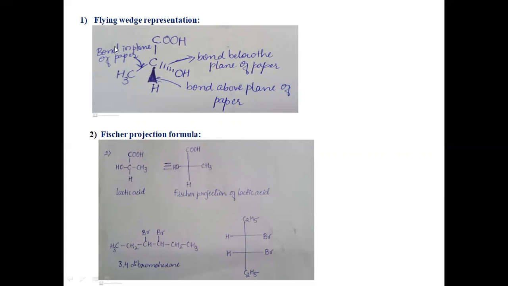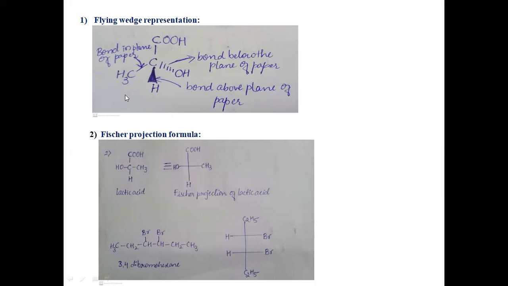In this representation, we come across three types of bonds. The first bond is the ordinary line. See here, this is the molecule I am taking as an example, R-lactic acid, wherein this is a chiral carbon atom. Why? Because it is bonded to four different groups: COOH, OH, H and CH3. So this central carbon atom is a chiral carbon atom and is called a chiral center.